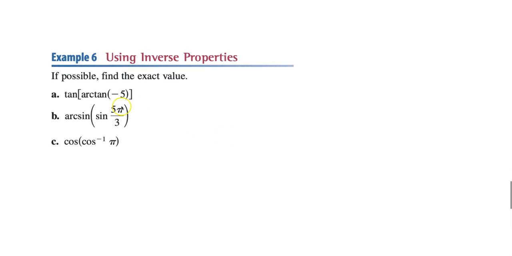So let's do a couple examples. Like this one, tan of arctan of negative 5. The domain of tan is all real numbers, so for tan you don't have to worry about it. These do cancel out. You can just get negative 5. On the next one, that's not the case.